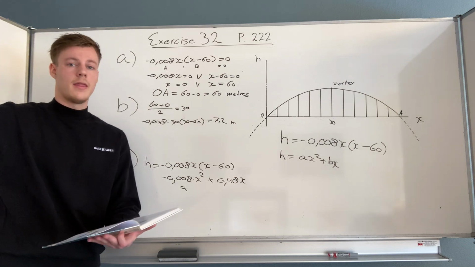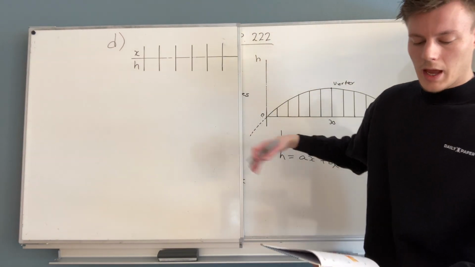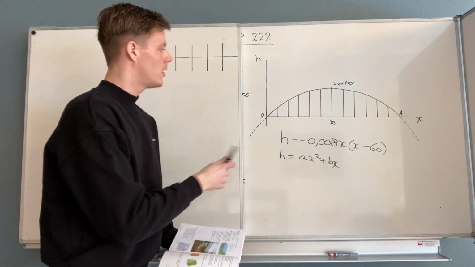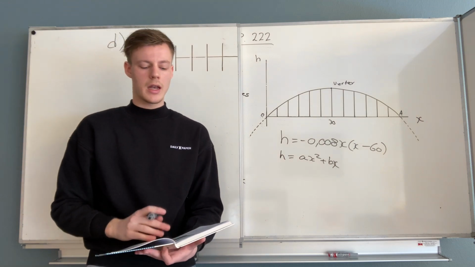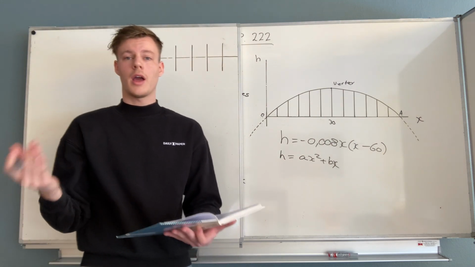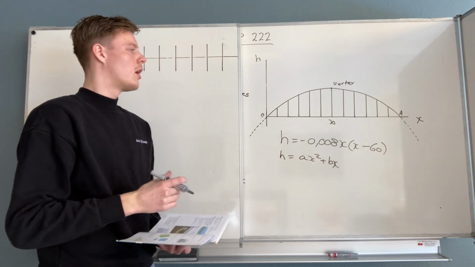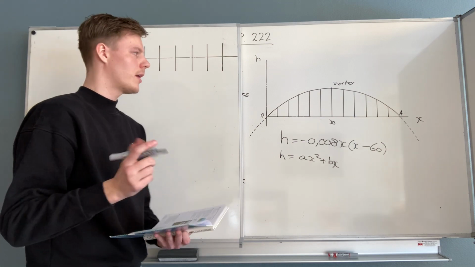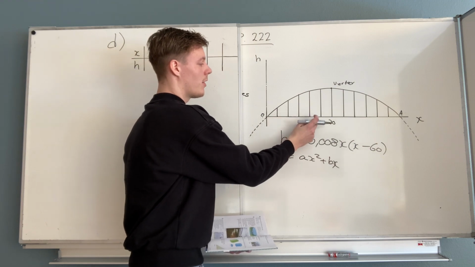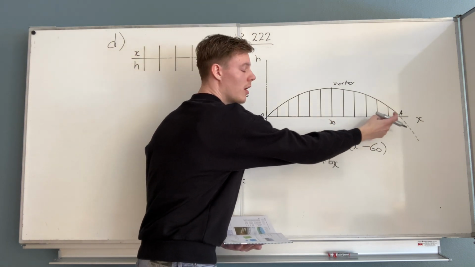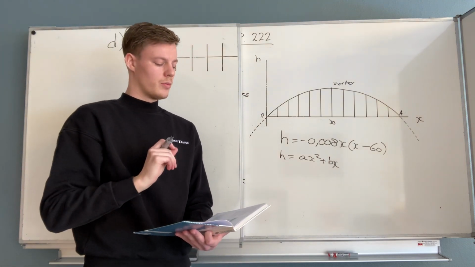All right, then question D is interesting. They say we have 11 bars in this bridge, and all these bars are equidistant from each other, which means that the distance in between them, the gaps, are all the same. Okay, so if we look at the drawing, we see that we have 1, 2, 3, 4, 5, 6, 7, 8, 9, 10, 11, 12 of these gaps. And every gap has the same distance, so the same length.